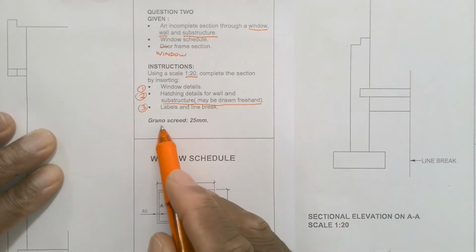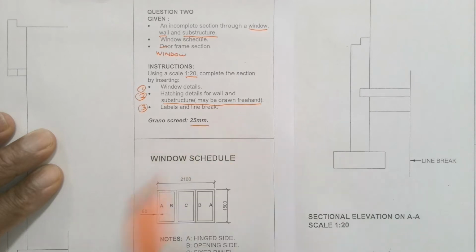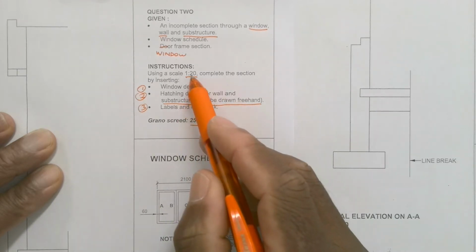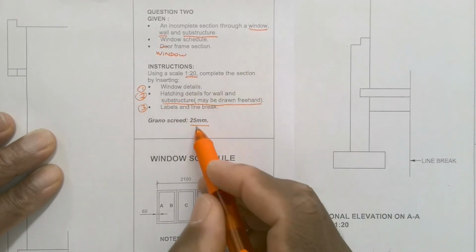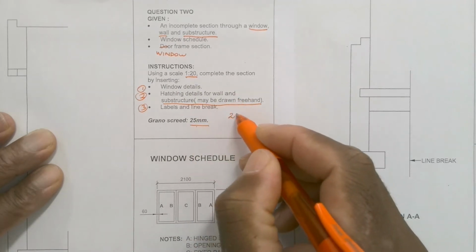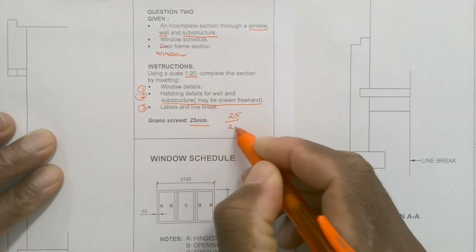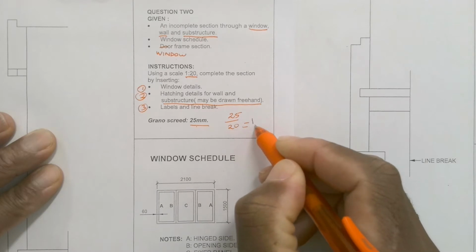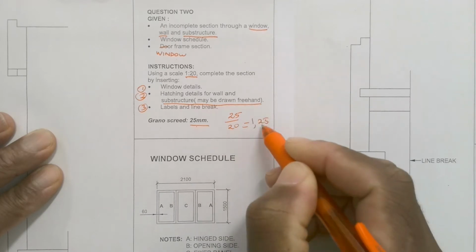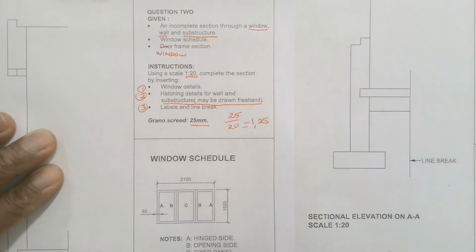What is the size of the granite screed? It's 25 millimeters. So, looking at the scale, 1:20 and 25, 25 divided by 20 is equal to 1.25. So that will be about 1 millimeter only.